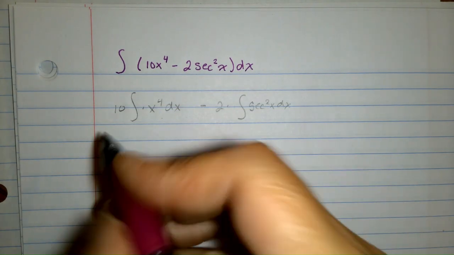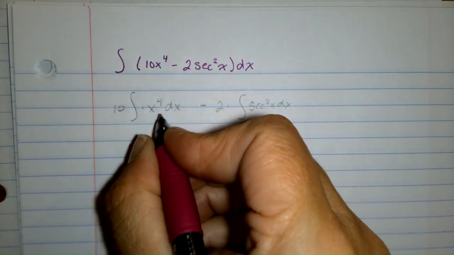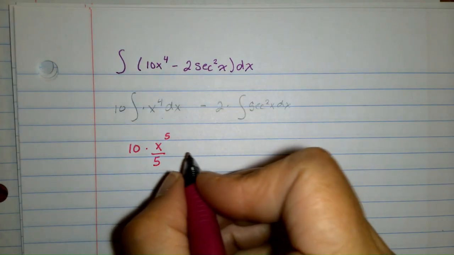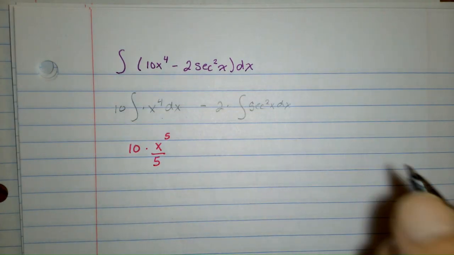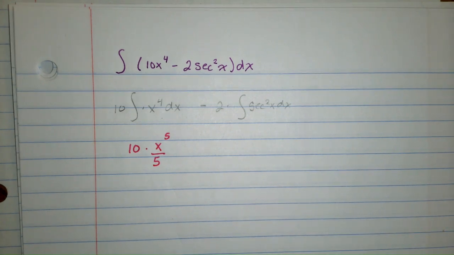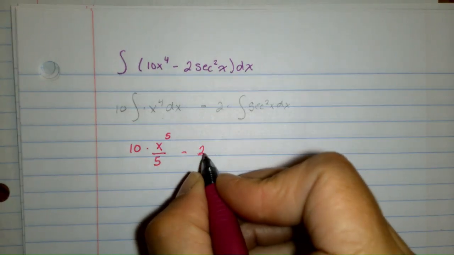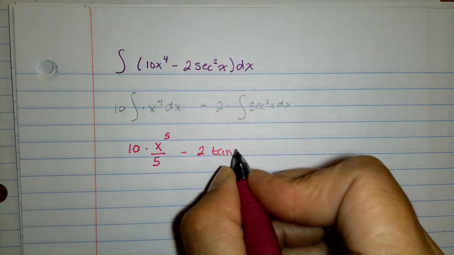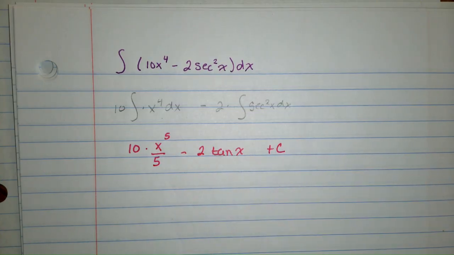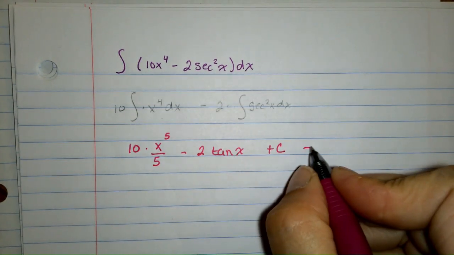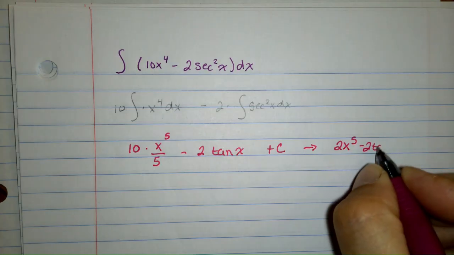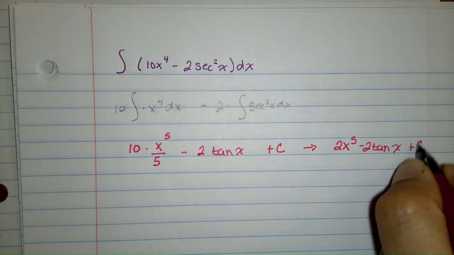Okay, so the power rule, 10 times, we're going to increase that power by 1, and whatever we put up top, we divide by. And I could put a plus c on each of these, but if I have a constant on the first one and a constant on the second one, they're just going to add to a bigger constant. So I'm going to put a plus c at the end. Minus 2. Now, if you remember, secant squared is the derivative of tangent. I'll put a big plus c at the end. So we can simplify it to 2x to the fifth minus 2 tangent x plus c.